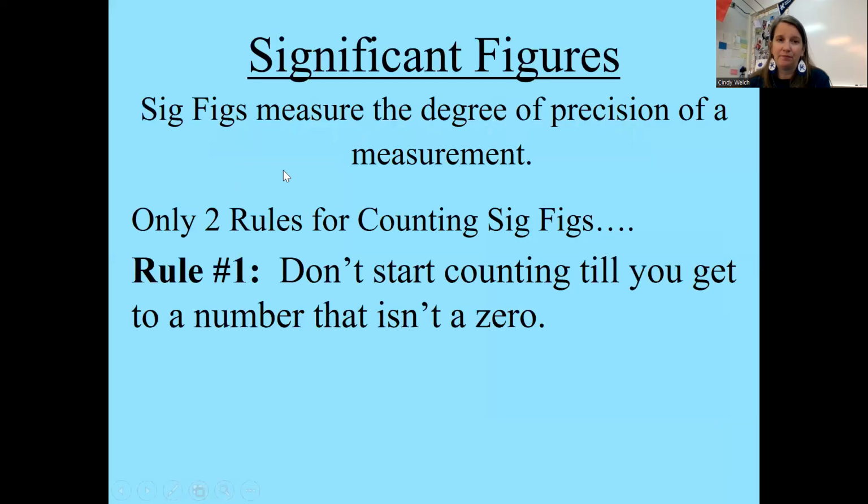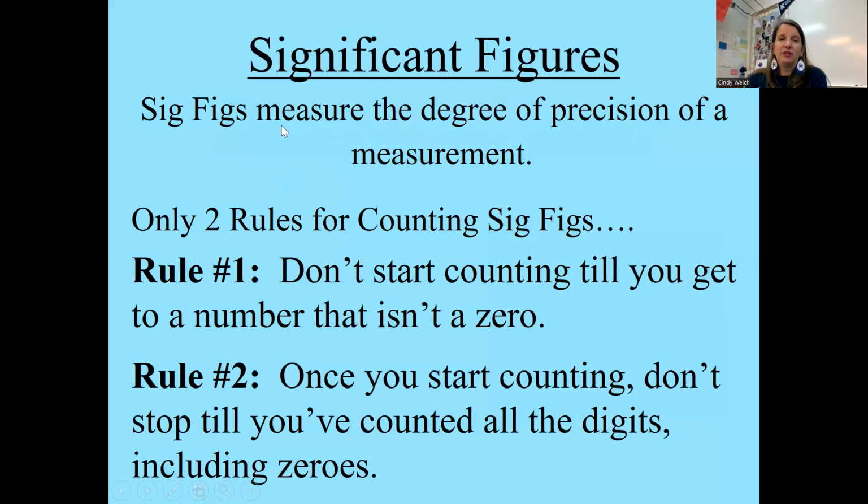So first off, when you're counting sig figs, there are two main rules to remember. First off, you're going to start counting at a non-zero number. And then that's where you're going to start your counting. Once you start counting, you keep counting and you count everything, including the zeros. Now, the big thing is, which side of the number do you start counting on? Because that's going to be the most important part here.